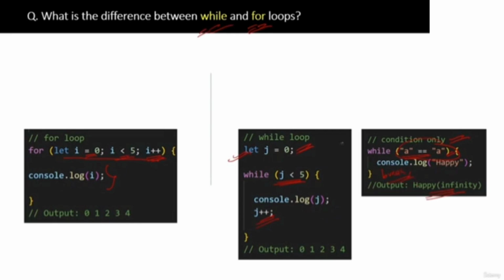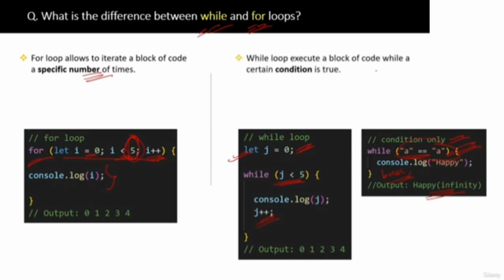The difference between them is, for loop allows you to iterate over a block of code a specific number of times. This means that in case of for loops, this i will always be the number. Maybe it's array length or something, but it always evaluates as a number, which has to be initialized first and then to be incremented also. But in the case of while loops, they execute a block of code while a certain condition is true. It does not depend on any numbers.